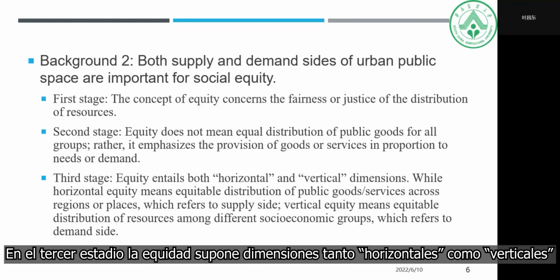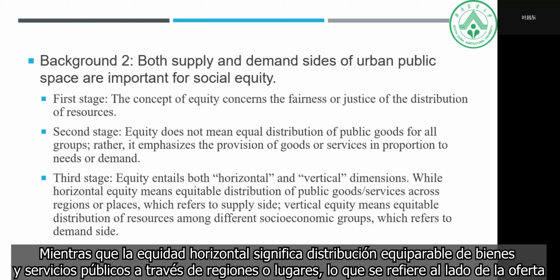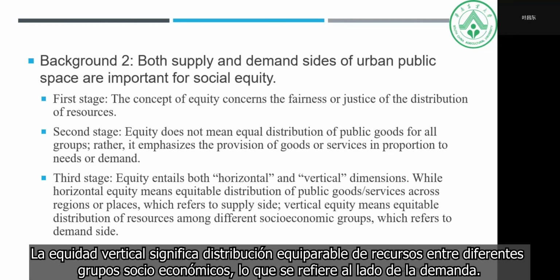And in the third stage, equity entails both horizontal and vertical dimensions. Horizontal equity means equitable distribution of public goods and services across regions or places, which refers to the supply side. Vertical equity means equitable distribution of resources among different socioeconomic groups, which refers to the demand side.